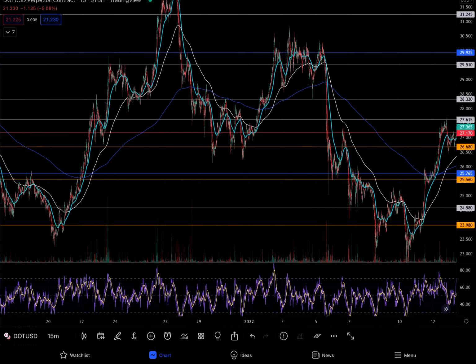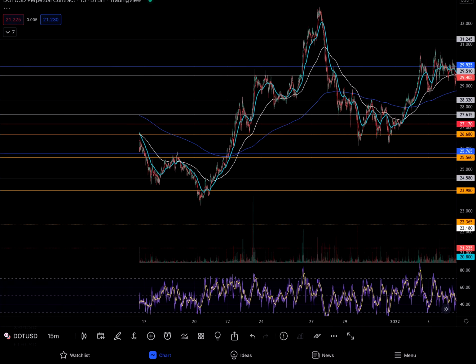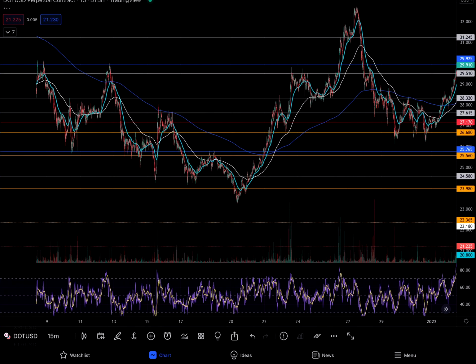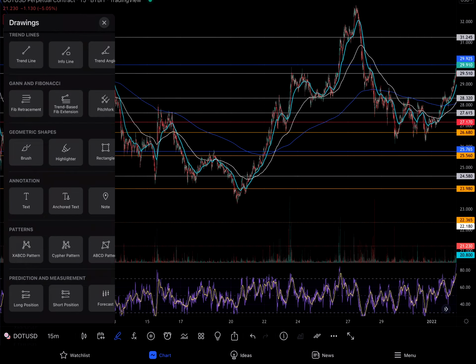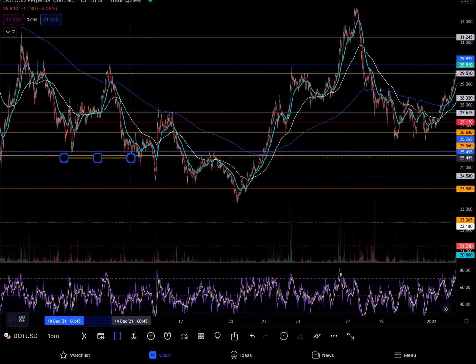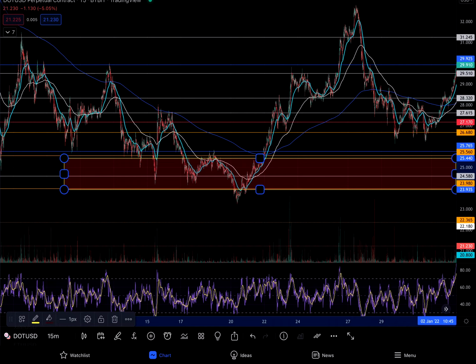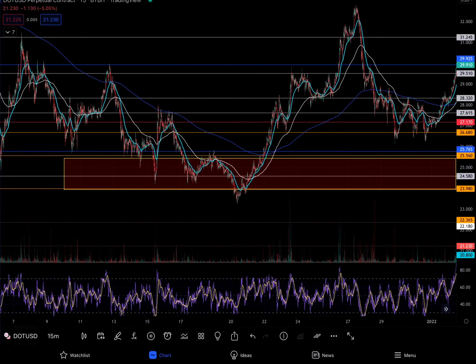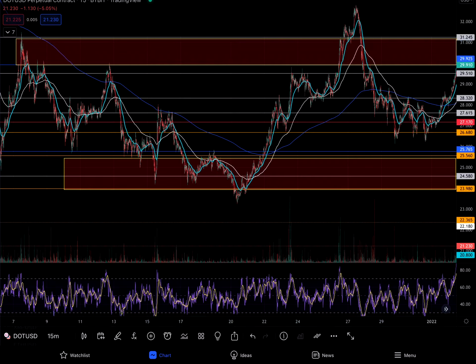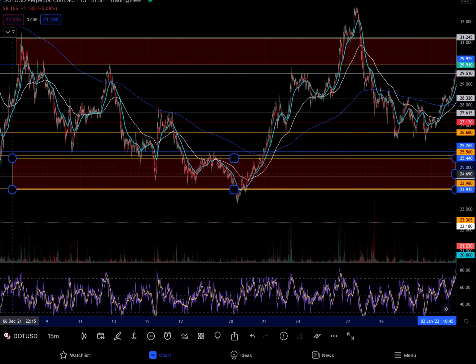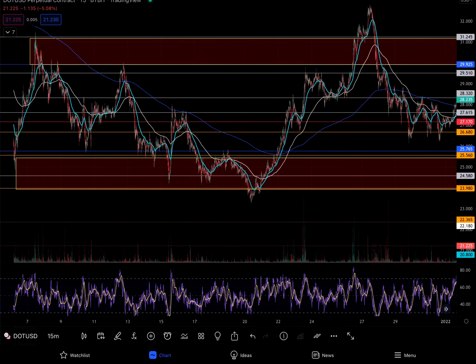Okay, so what I would do in this range is I would have a bottom box area, and I'm going to mark off this upper range, and this is the range I'd play.